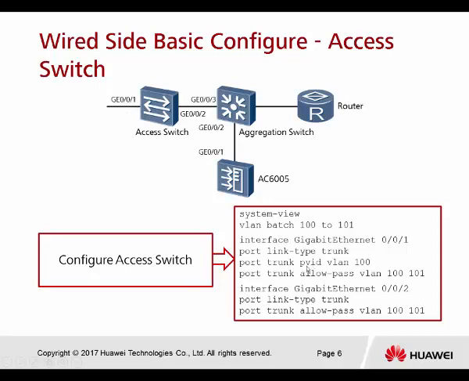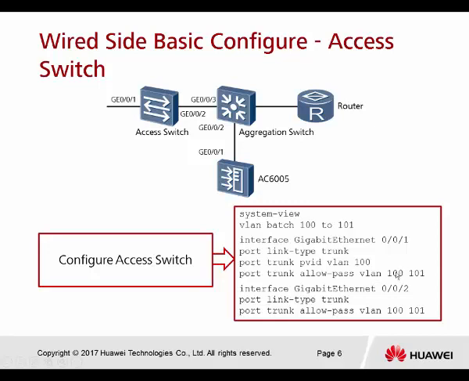Okay, the PVID here is actually similar to the term called native VLAN. So I'm going to change the native VLAN to 100. The AP connected to this interface is automatically assigned to VLAN 100. Don't forget to set the allowed VLANs. We're going to allow VLAN 100 and 101 to pass through.